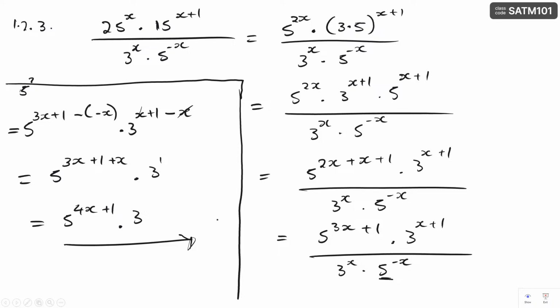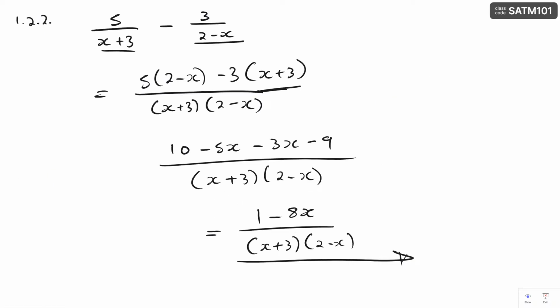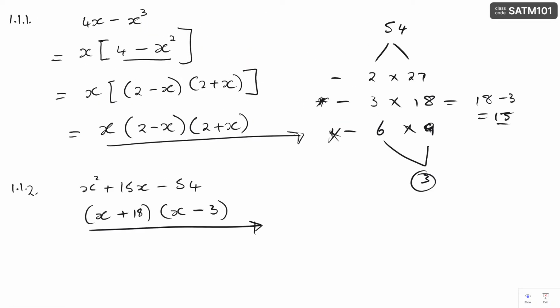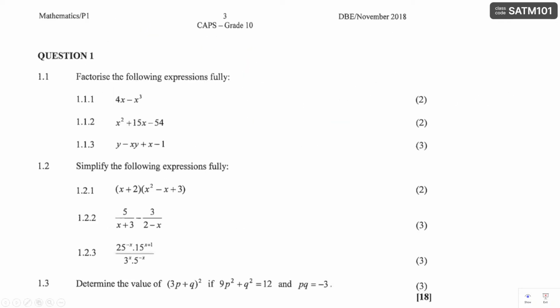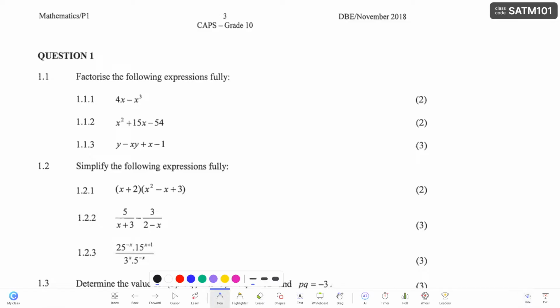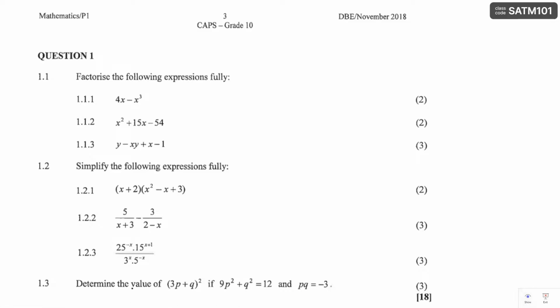So okay, let's go to the next question. So the next question, they said determine the value of (3p plus q) to the power 2 if we were given that 9p squared plus q squared is equal to 12, and the product of p and q is equal to negative 3.